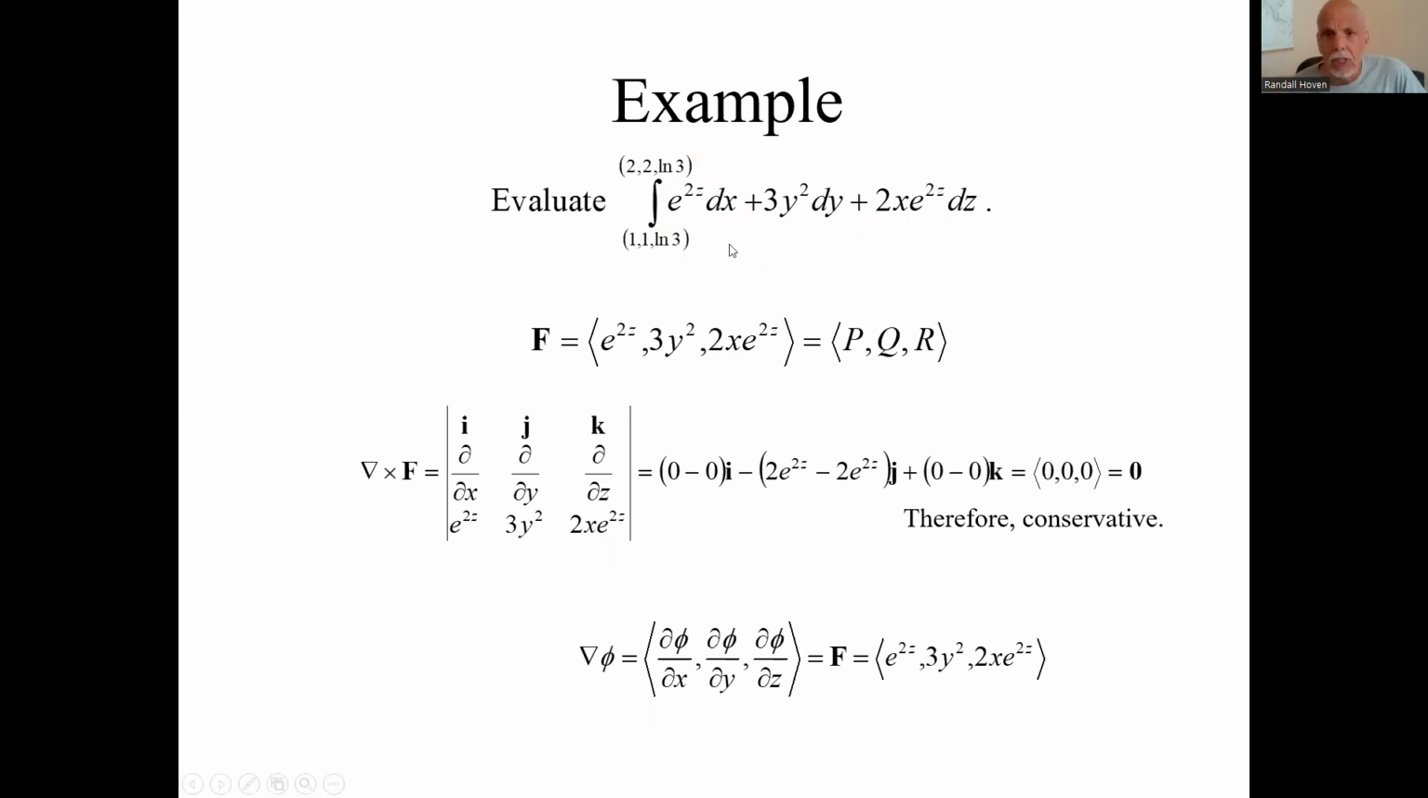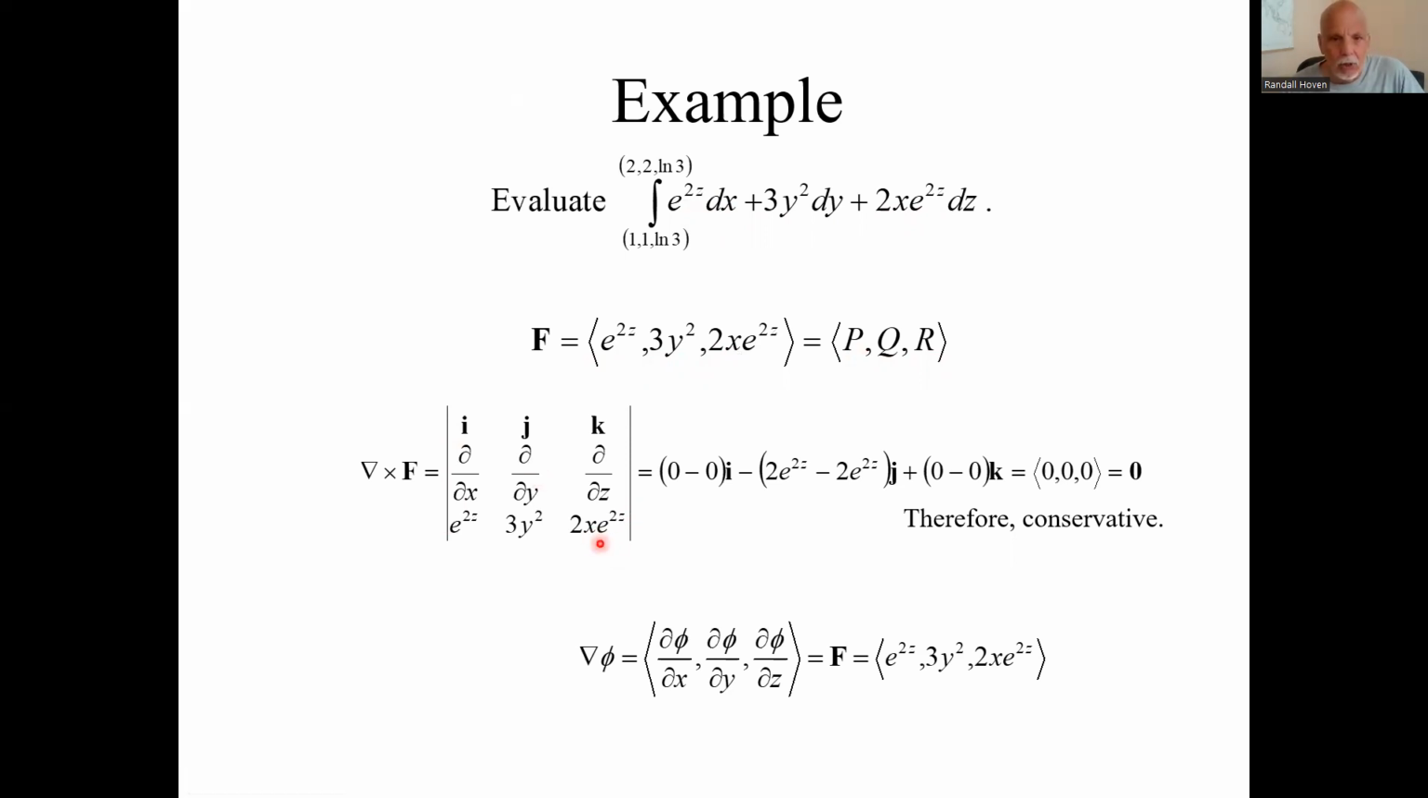So first, let's see if it is conservative. And hopefully you can now pick out what F is in vector format: e to the 2z, 3y squared, 2x e to the 2z. So those are my P, Q, and R. Take the curl. Set up this determinant, right? We did that in a previous video.